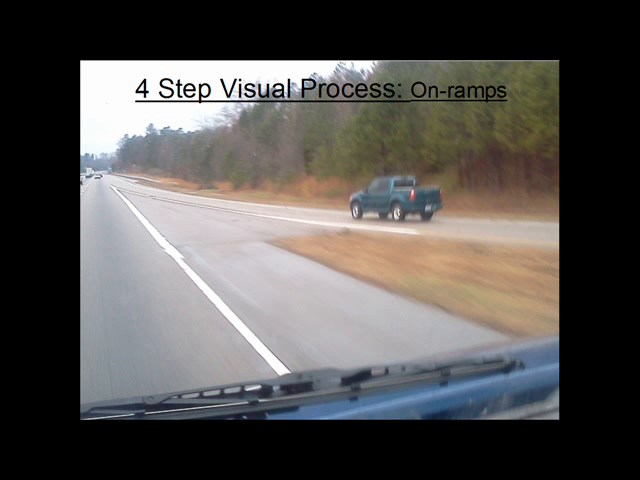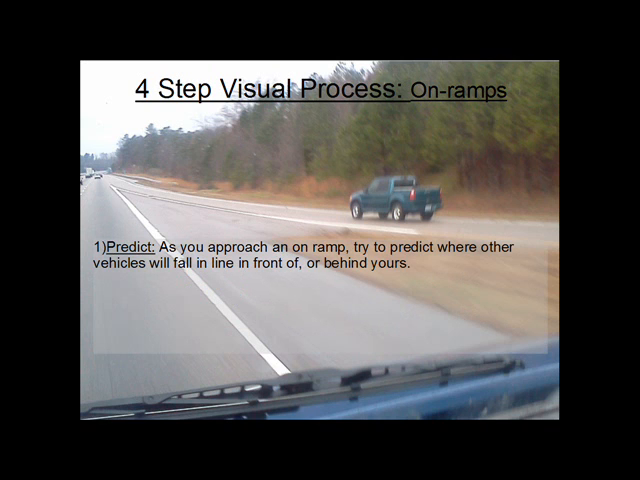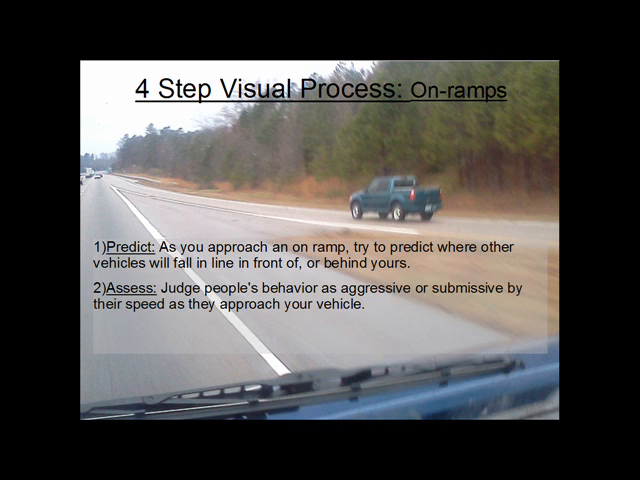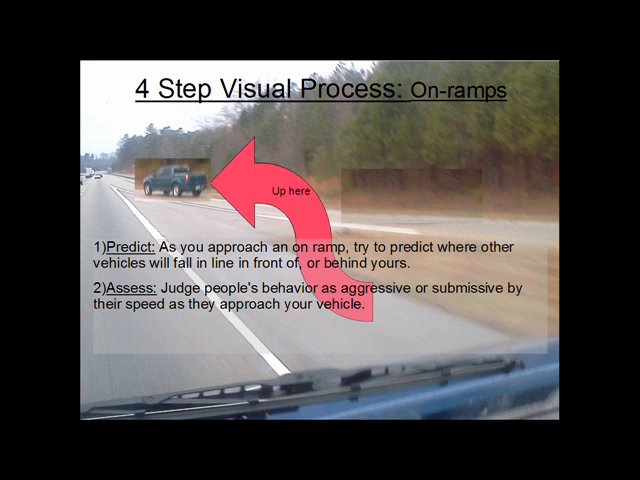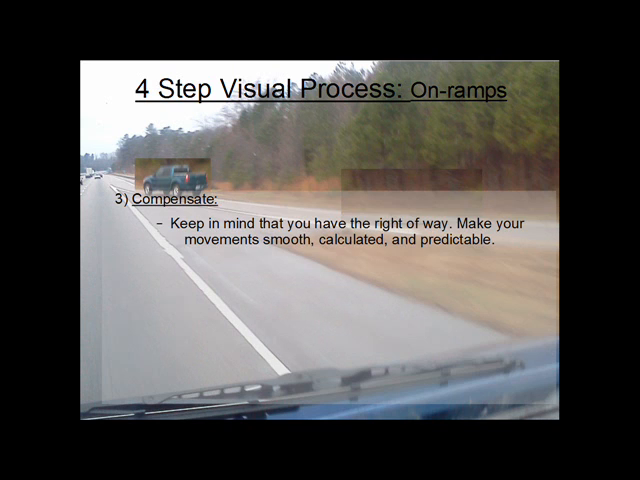On-ramps. There are 3 steps to passing an on-ramp, which are predict, assess, and compensate. First, as you approach an on-ramp, try to predict where other vehicles will fall in line in front of or behind yours. Next, assess. Judge people's behavior as aggressive or submissive by their speed as they approach your vehicle. And lastly, compensate. Keep in mind that you have the right of way. Make your movements smooth, calculated, and predictable.